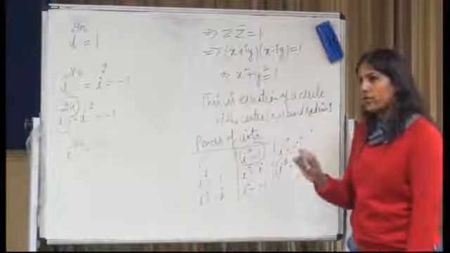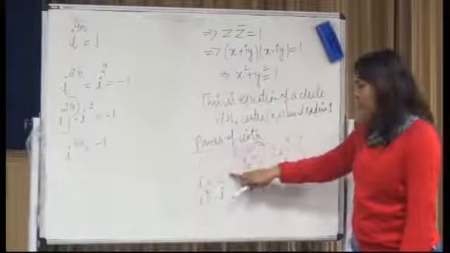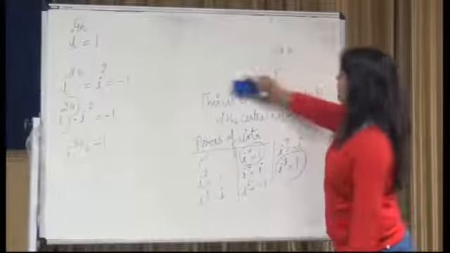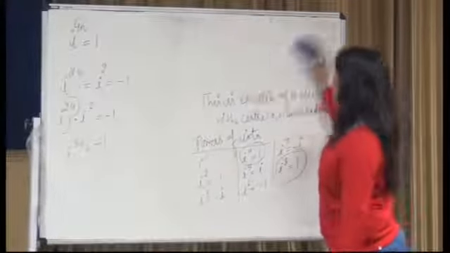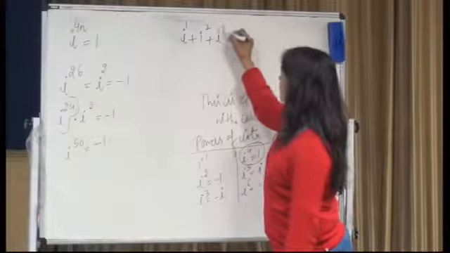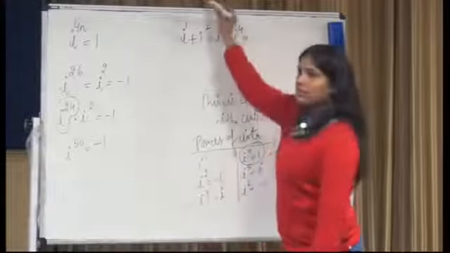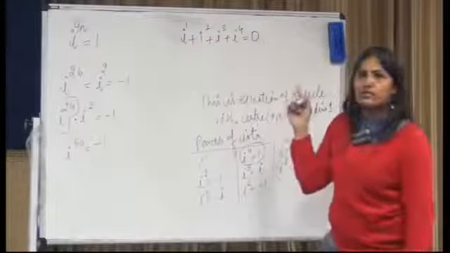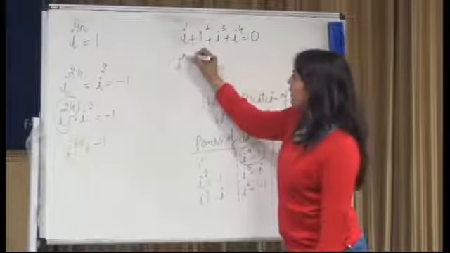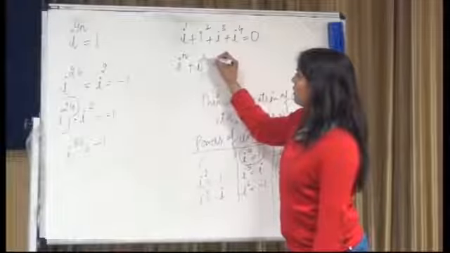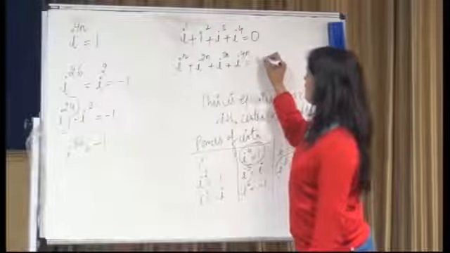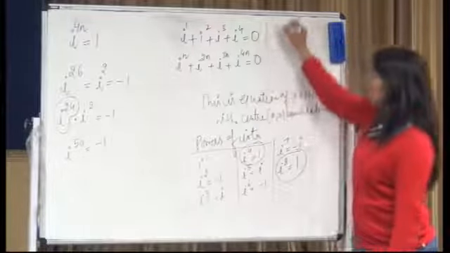This is iota, -1, minus iota, 1. So if you are adding 4 consecutive powers, I am just writing in general, iota to the power 1, iota to the power square, iota to the power cube, and so on, what are you getting? 0. Fine. Can I generalize it? Iota to the power n, 2n, 3n, 4n will be always 0.